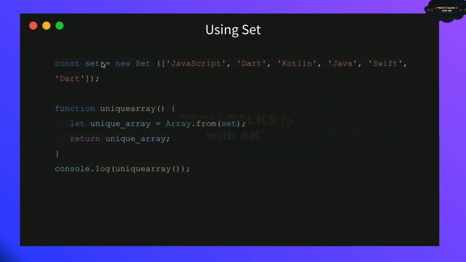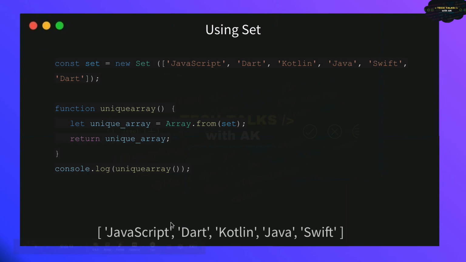You can notice that instead of an array, we have a Set. Dart is duplicated here as well. When we do Array.from(set), it returns a unique array from that Set already defined, and when we print the unique array, it prints the same thing: JavaScript, Dart, Kotlin, Java, Swift. So it has eliminated Dart from the resultant array.